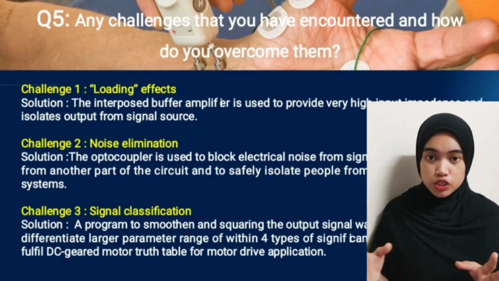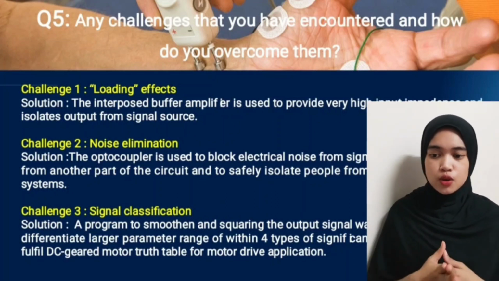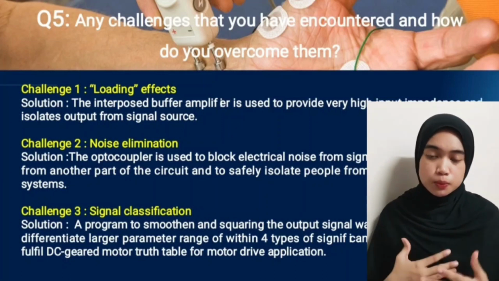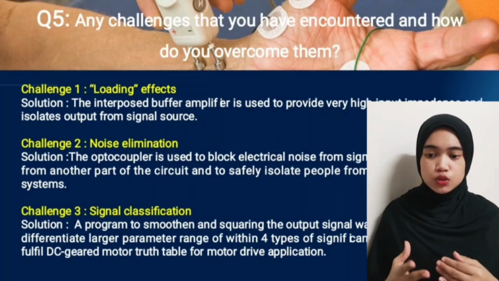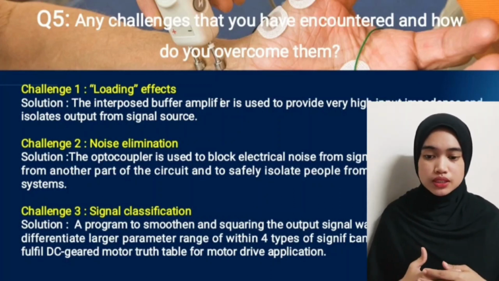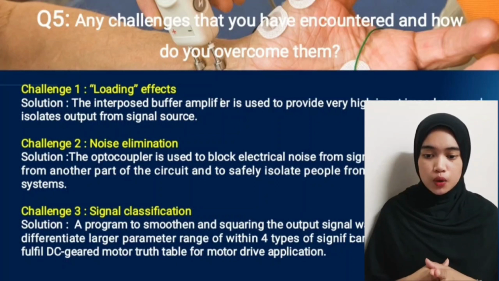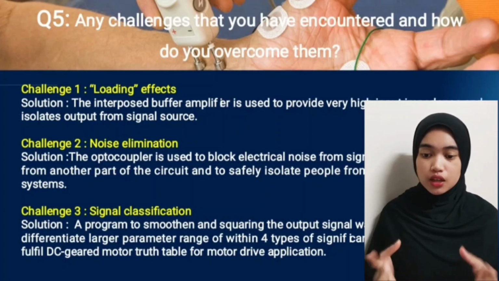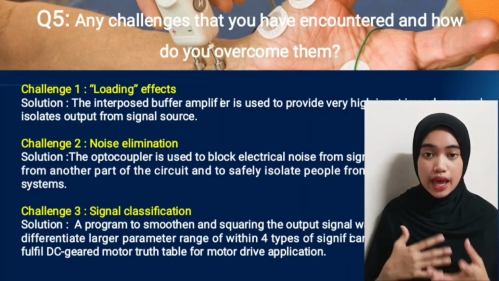There are a few challenges that we have encountered and overcome in this project. For the first challenge, it is about loading effects, where we interpose a buffer amplifier to provide high input impedance and to isolate the output from the signal source. The second challenge is about noise elimination. We are using the optocoupler, which is used to block electrical noise from signals by isolating it away from another part of the circuit and to safely isolate people from dangerous electrical systems.